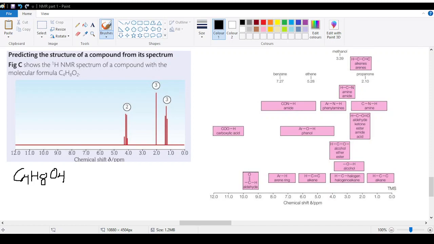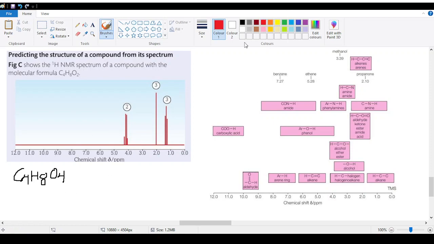From the graph, what information do you get? You get the information that there are three different chemical environments. Yes or no? Why do I say that there are three different chemical environments? Because there are three different regions, right? Although the peaks themselves are splitting, there are overall three different regions. Yes or no? Yeah. Okay.